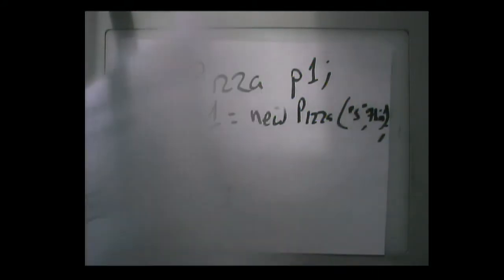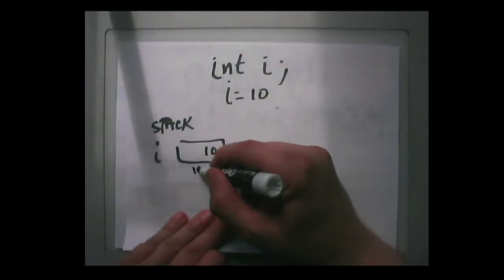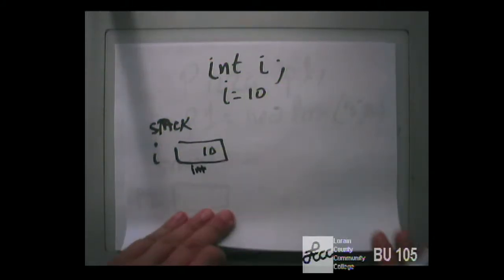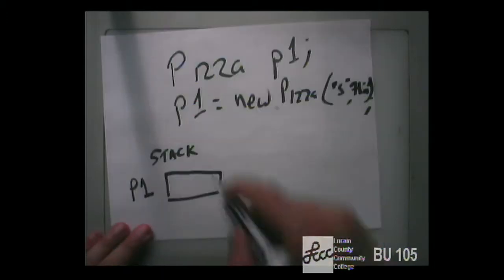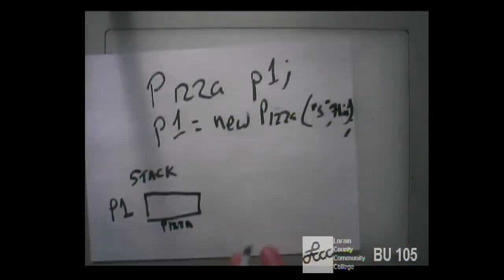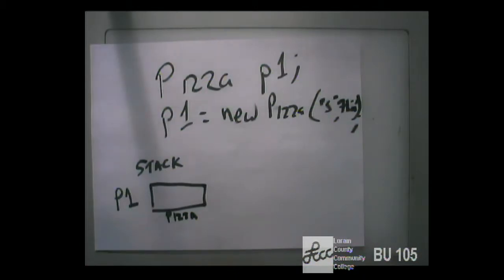And in this case, I is created, and it can hold any integer. In this case, P1 is created, and it can hold not any pizza, but a pointer to any pizza. Because remember, there's a lot of things about a pizza. And when we look at other classes and other objects, we'll see there's a lot of things about those too. There can be a lot of different attributes. There can be a lot of different methods.